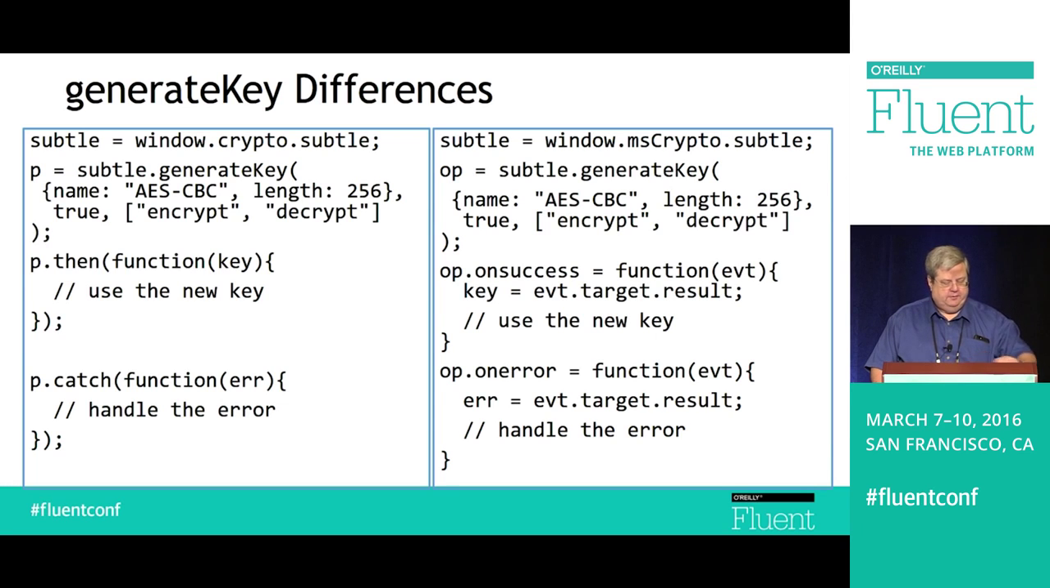So here's a summary of the differences. We see here on the left in the standard, subtle is called window.crypto.subtle. On Internet Explorer 11 it's called window.msCrypto.subtle. Generate key, on the left we return a promise, on the right we return a crypto operation object. To use that resulting promise, on the left we just invoke the then method and pass it a handler for success. On the right we actually specify a callback for the onsuccess property. And it's a handler, and instead of being given the actual result, it's given the event that the operation is completed, and the event.target.result property is the actual result. Same thing for error. Instead of using catch, you set onerror to a function with the event. The error message is event.target.result.